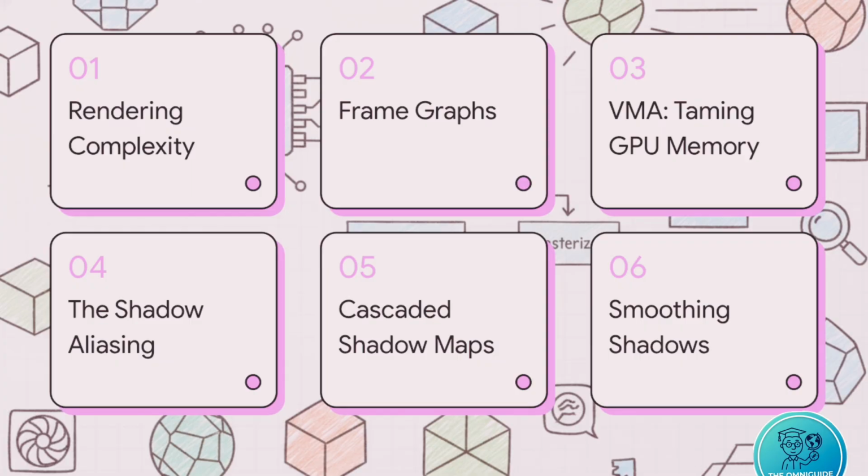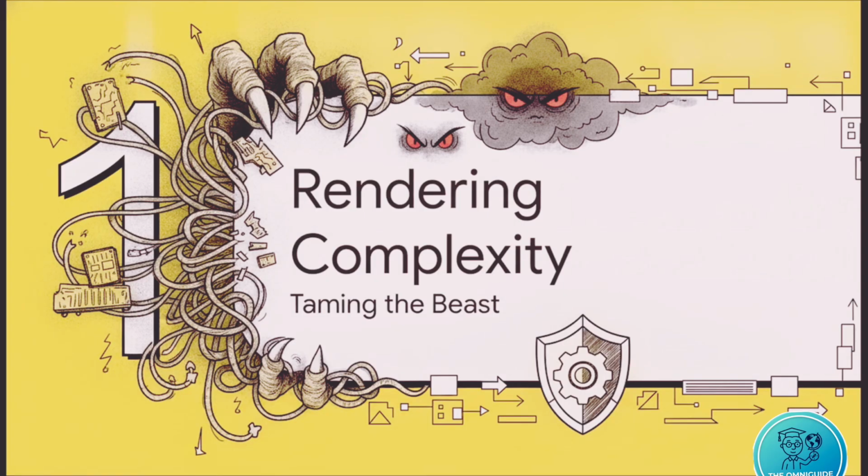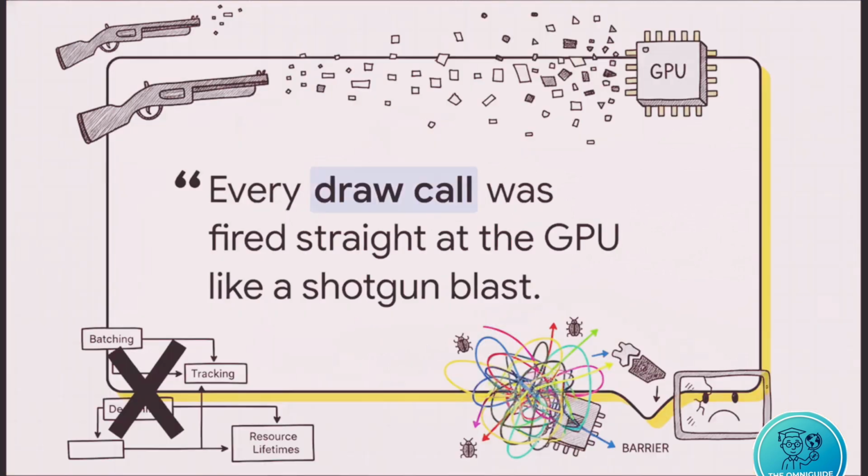Let's get into it. Section 1. The rendering complexity problem, and how we go about taming the beast. To really appreciate where we are today, we first have to understand the absolute nightmare the graphics programmers used to deal with. This brilliant quote really hits the nail on the head regarding the early 2000s era of immediate mode rendering. Quote, immediate mode rendering, where every draw call was fired straight at the GPU like a shotgun blast.